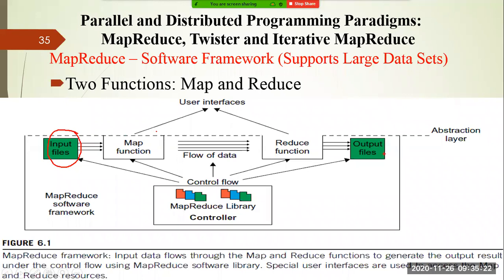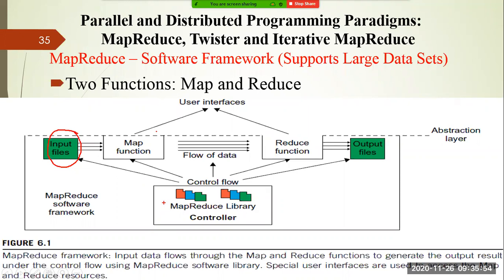Okay, so if you see here, there is a controller. How is the input converted to output? Under the control flow, this controller manages the control flow, and it uses the MapReduce library. In the MapReduce library, the map function and reduce function are already there. No need to write the code. So whenever you go for the implementation, it is easier.